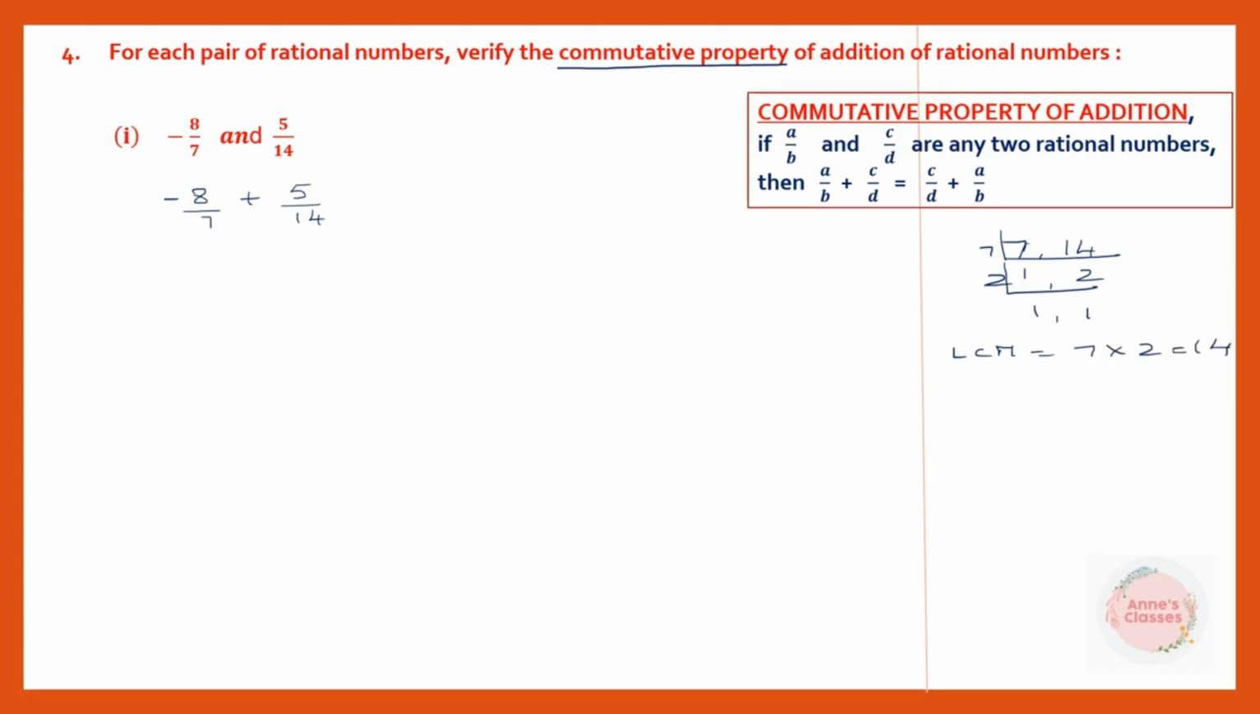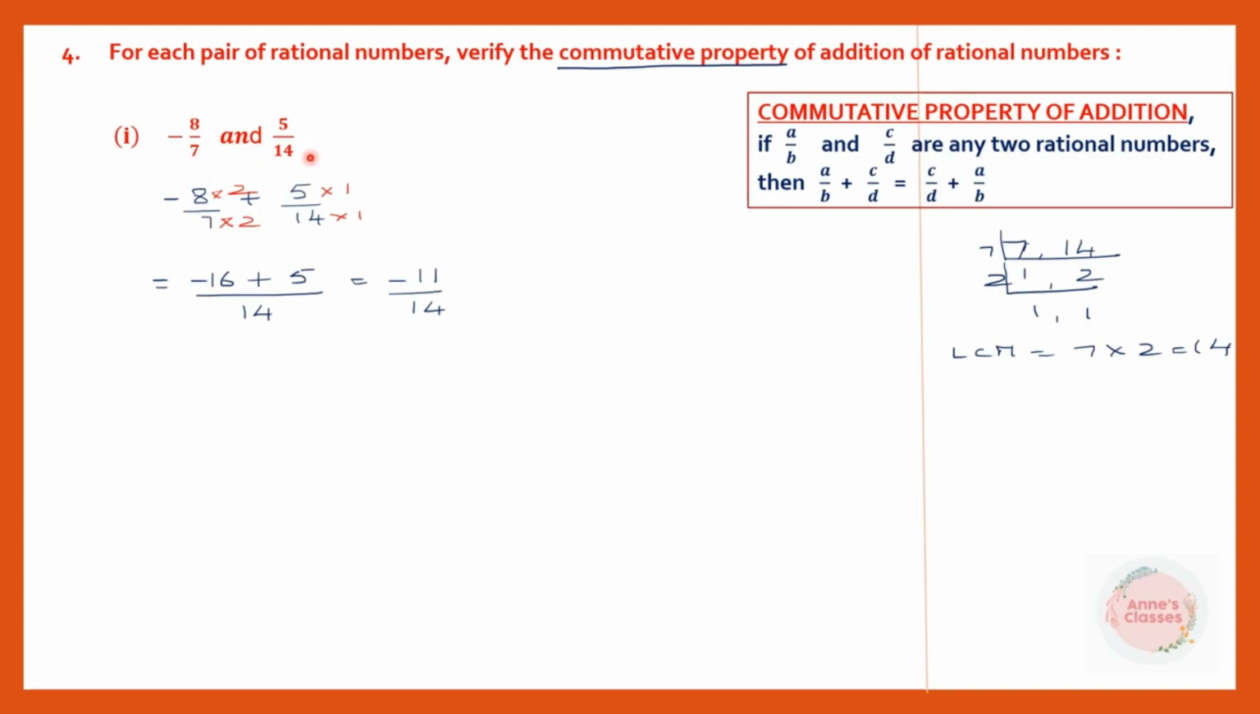Now let's use this LCM 14 and find our new numerators here. So this will be 14, and we can use any method to find the new numerators. 7 twos are 14, so minus 8 into 2 is minus 16. Plus, now when you go to the other one, 14 into 1 is 14, so 5 into 1 is 5. So we write that 5 here. Now minus 16 plus 5 is minus 11. Minus 11 by 14.